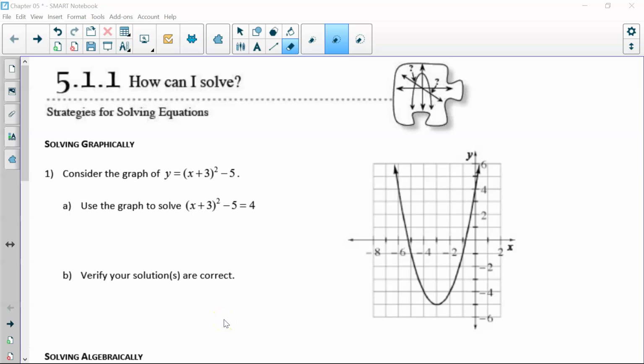Welcome to Chapter 5, Section 5.11. We're going to be talking about some strategies for solving equations.